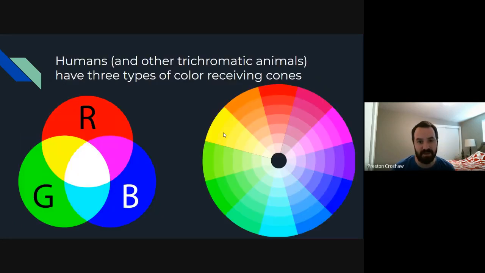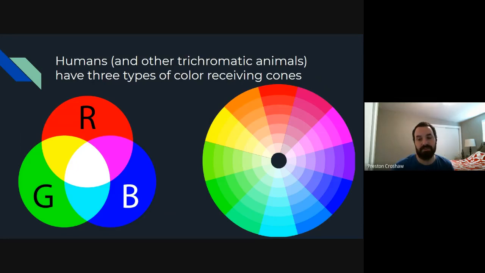Their eyes are crazy in how they receive color. So just for reference, humans and other trichromatic animals have three types of color receiving cones. So we have three cones in our eyes that receive red, green, and blue light. Some animals only have two. Dogs and cats only have two. They don't really see the same colors that we do, because they can't make out reds and yellows and so forth. They really just see red, green, or sorry, blue and green.